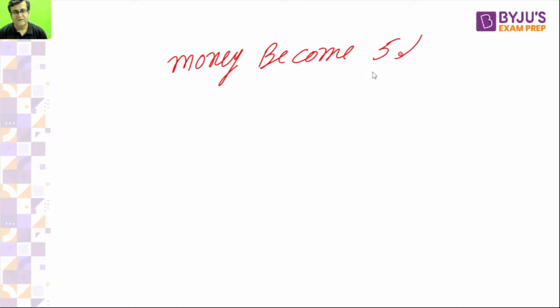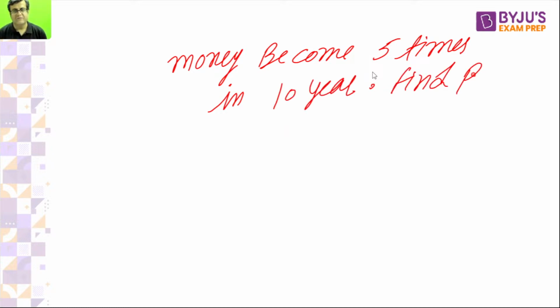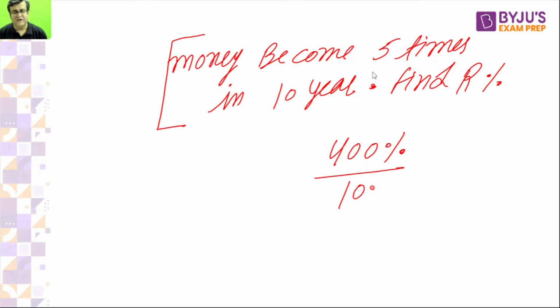If I tell you that money becomes 5 times in 10 years, find the rate of interest per annum. Tell me fast. No need to think about it. 100 becomes 500, so 400% is clearly visible. So 100 becoming 500 means 400% is the interest. Time is 10 years, and per annum you are supposed to find out. So 40% per annum. That's it.